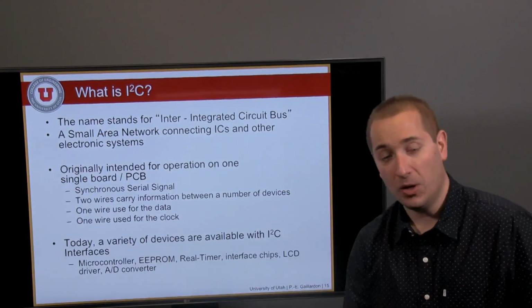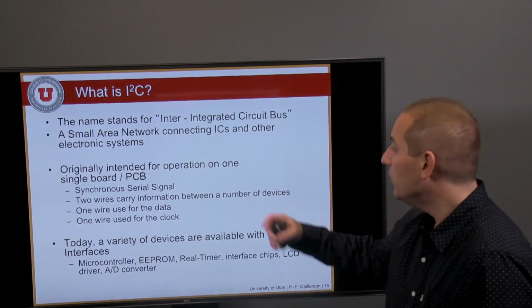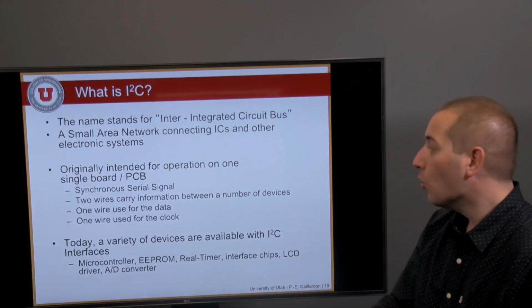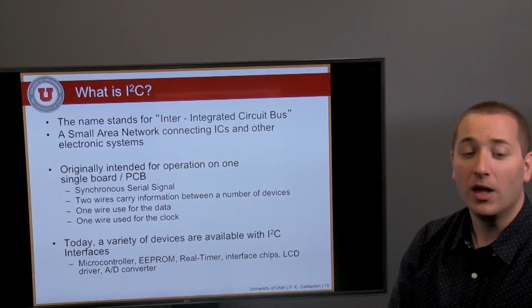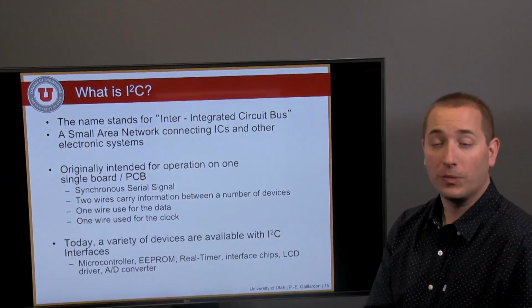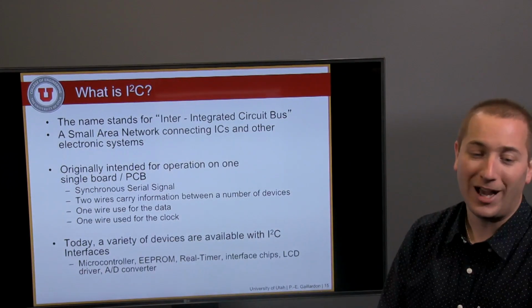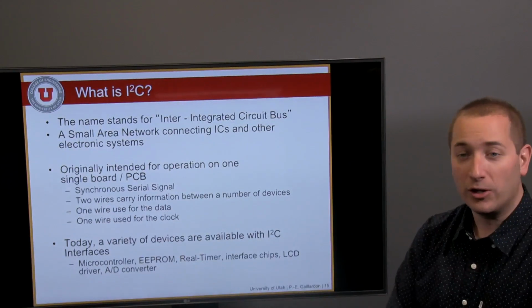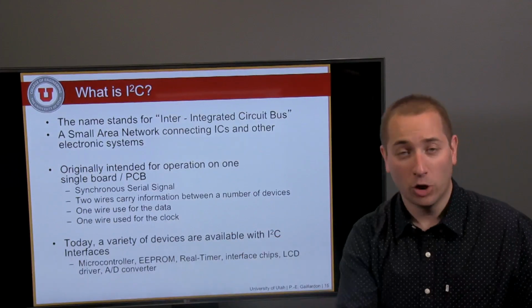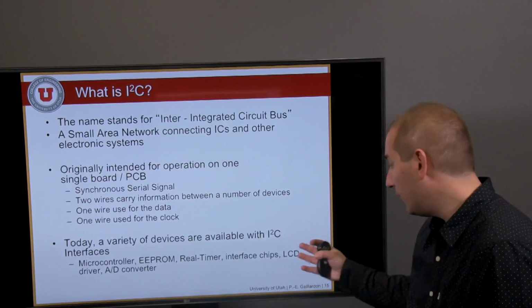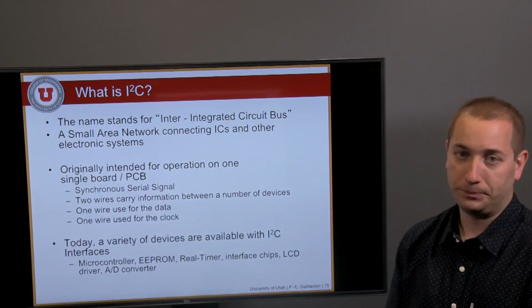It is a synchronous serial communication that uses two wires to carry information between a number of devices. One wire will be used for data, the other wire will be used for the clock. And today, you can find on the market a wide variety of available ICs that use an I2C interface, ranging from microcontrollers, sensors, memories, LCD chips, and so on and so forth.